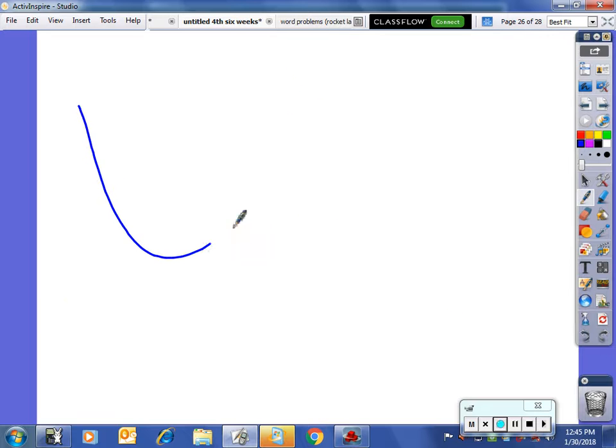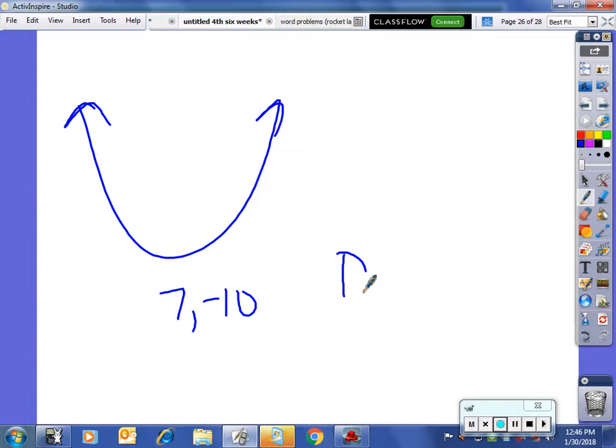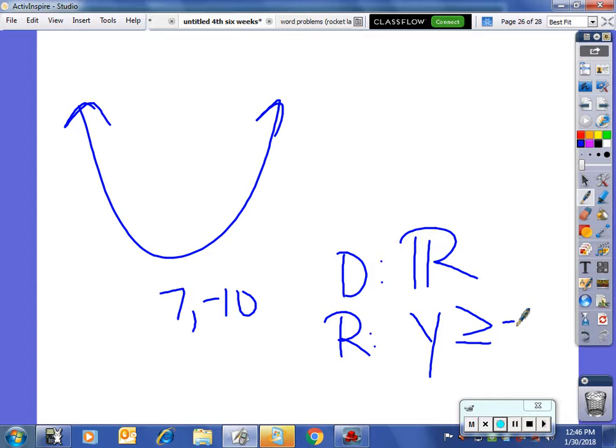All right, here's a smile with a vertex of +7, -10. What's the domain? All real numbers. What's the range? Y is greater than or equal to -10.